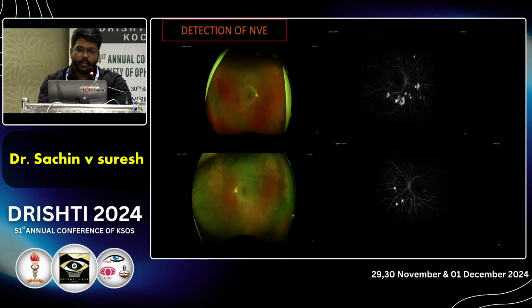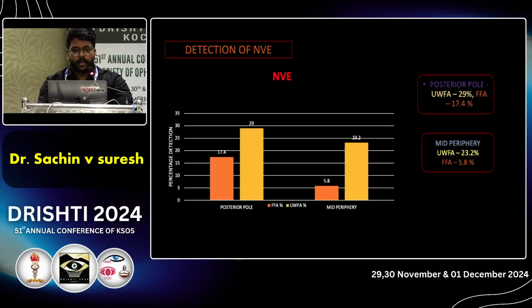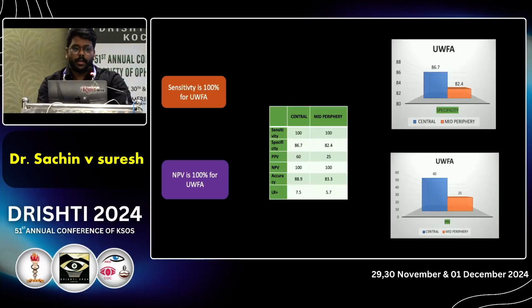Coming to the detection of neovascularization, in the periphery it is easily missed by conventional angiography methods, but easily picked up by the ultraviolet field. The detection rate for ultraviolet field was about 5 times higher than conventional angiography. The sensitivity and negative predictive value was 100% for the detection of neovascularization. The specificity was also high, and the positive predictive value slightly differed in the mid-peripheral region.